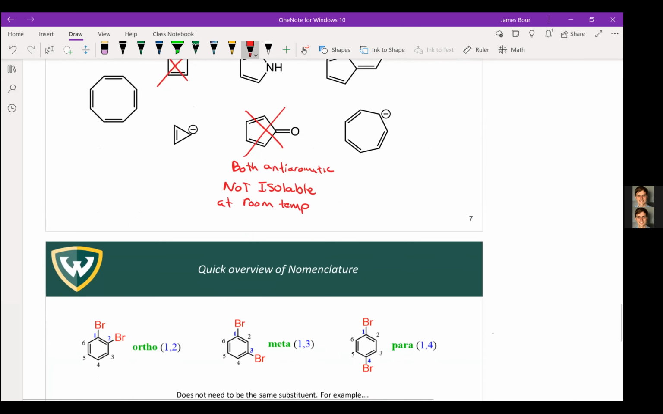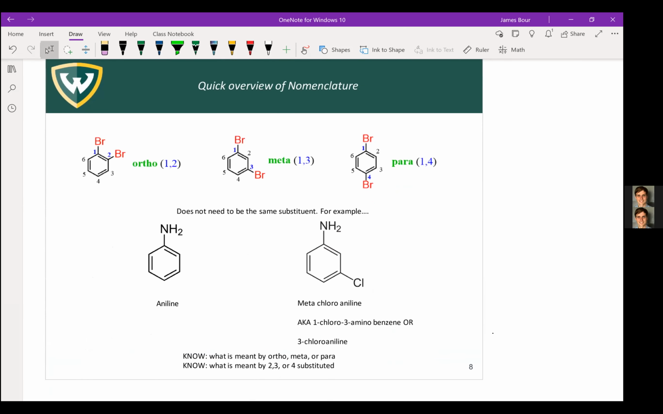So there are certain rules for nomenclature of aromatic molecules. I want to touch on a few of these. You will not need to know exact nomenclature, but you need to be familiar with a couple rules. It'll make your life a lot easier when I'm talking about these molecules. So there's an old school naming convention called ortho, meta, or para. These bromines are ortho to each other. These bromines are meta to each other. And these ones are what's called para.